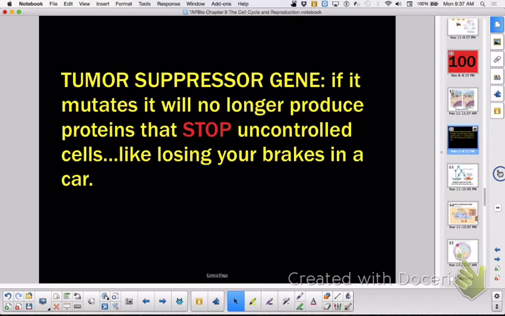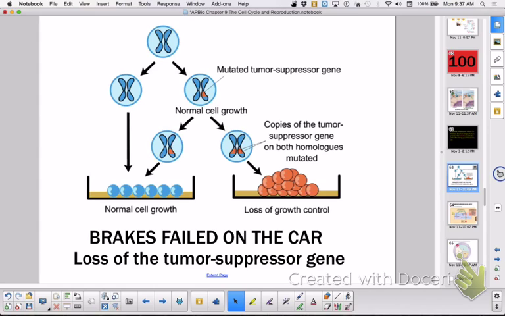We were on the idea of tumor suppressor genes. These genes are your brakes, and if your brakes fail, that's when you end up getting cancer. Because we're diploid organisms, we have 2 copies of every gene. If you get just 1 bad copy, you could still have normal development. But if both copies of that gene are bad, then you've lost that ability.